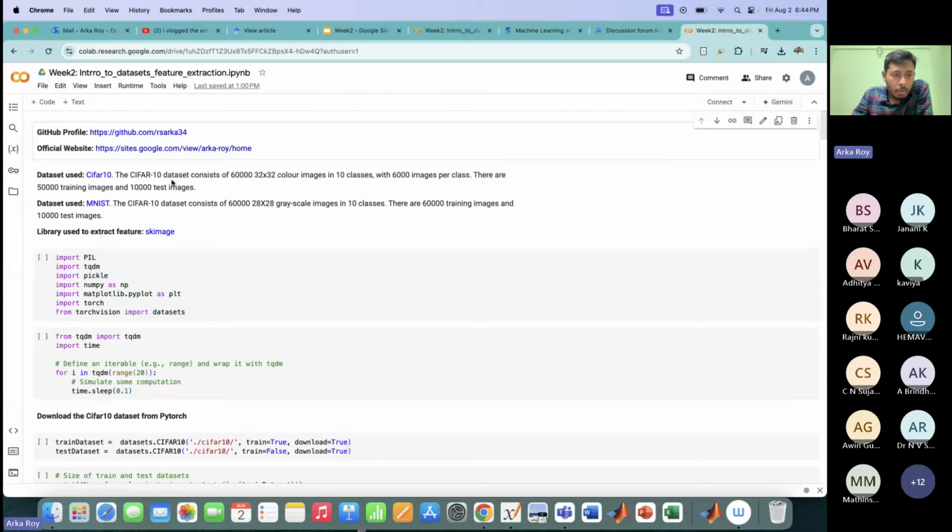Here the dataset information is also provided, like CIFAR10. It is an image dataset. There are 60,000 images and the image shape is 32 by 32. And these are colored images. So in the case of colored images, how many channels are there? Yes, anyone?